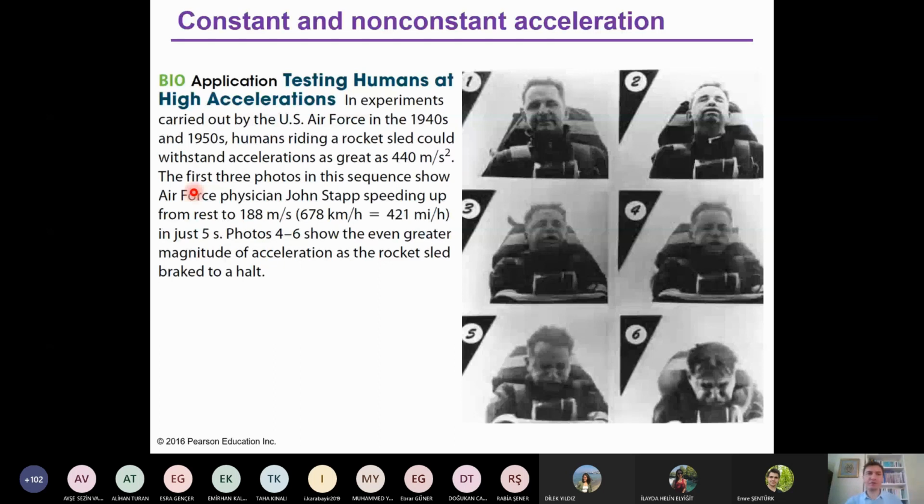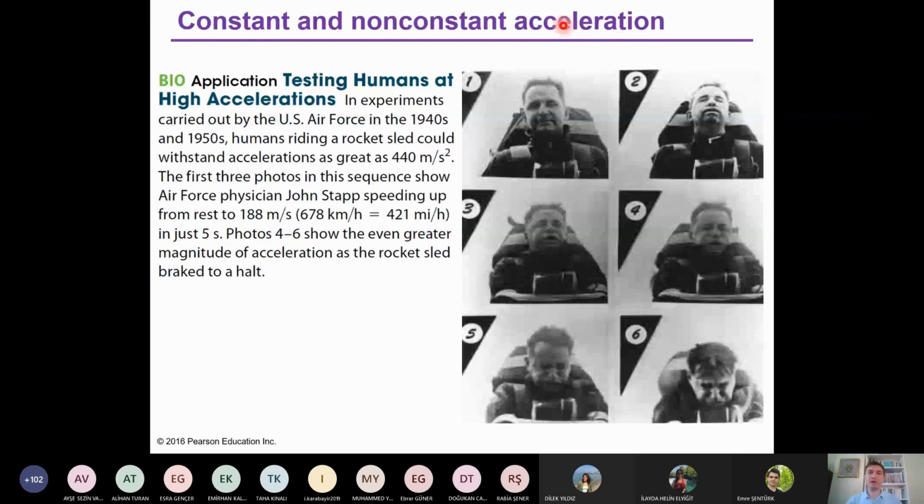Today we will continue with constant and non-constant acceleration. During the last lecture, we have seen displacement and the relation between velocity and displacement, and also the relation between acceleration and velocity, acceleration and displacement. We have learned instantaneous velocity, instantaneous acceleration. We have also learned average velocity and average acceleration.